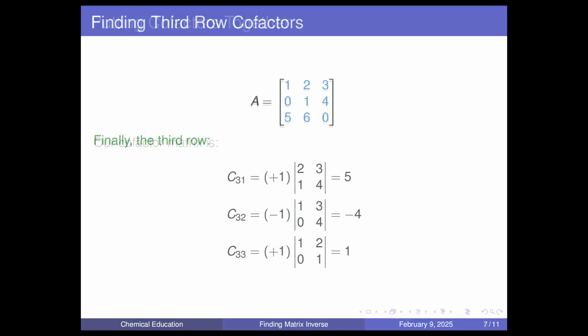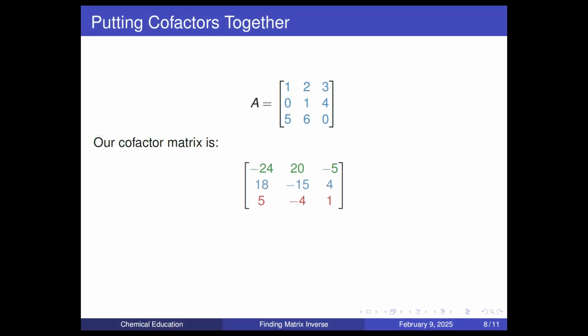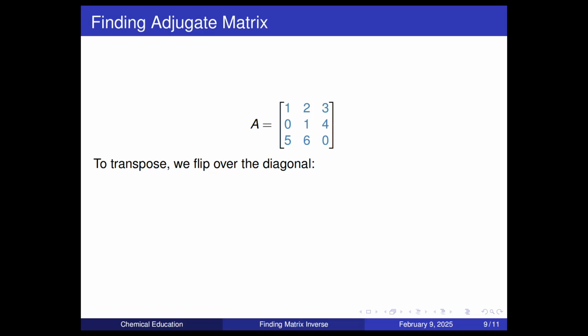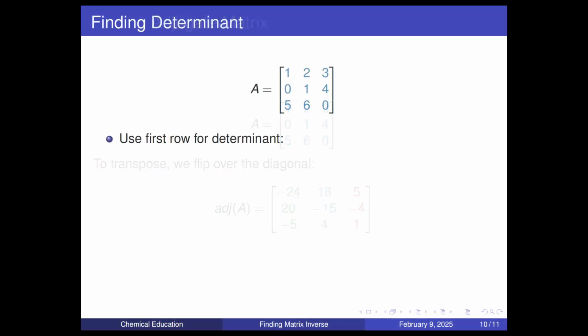So now after getting the cofactors, our cofactor matrix will be like that: minus 24, 20, minus 5, 18, minus 15, 4, 5, minus 4 and 1. After getting that cofactor matrix, the adjoint matrix will be just the transpose of this, means you have to convert the rows into columns. So here if I do the transpose, we'll get the adjoint matrix. So that is minus 24, 18, 5, 20, minus 15, minus 4, minus 5, 4, 1. So that is the adjoint matrix of A.